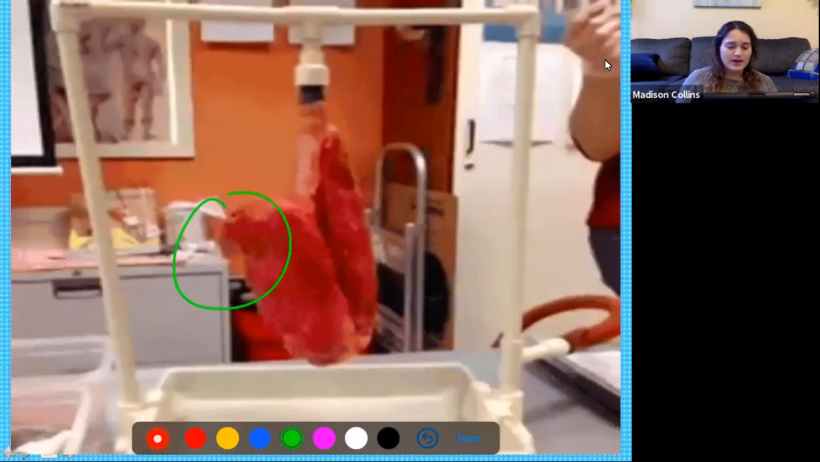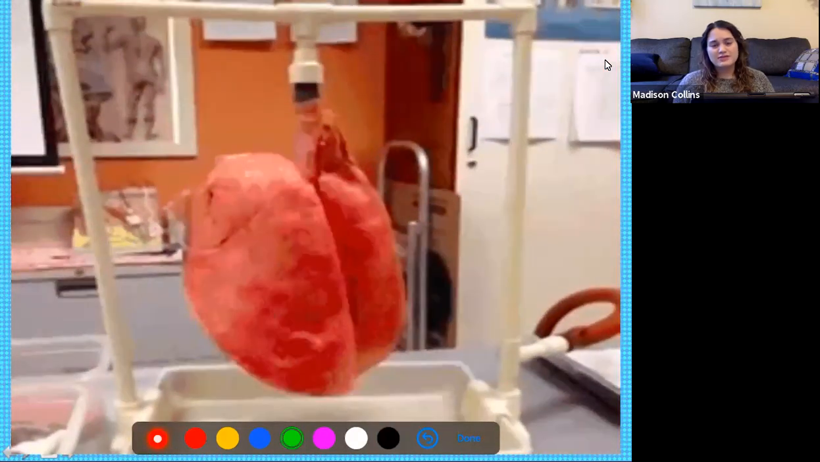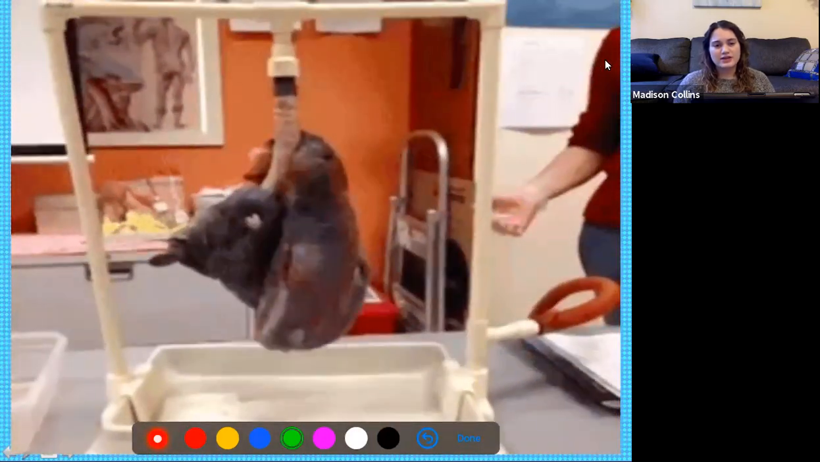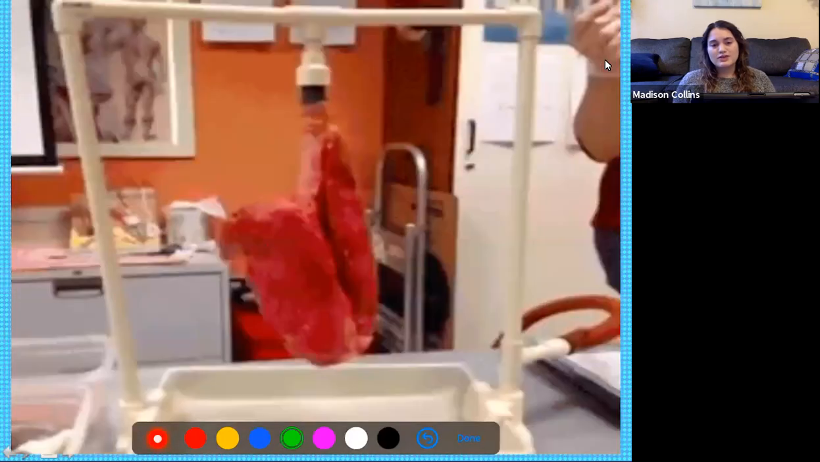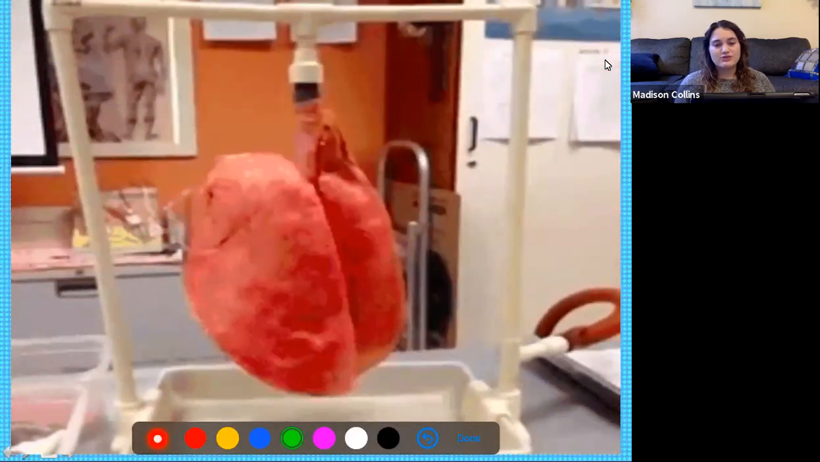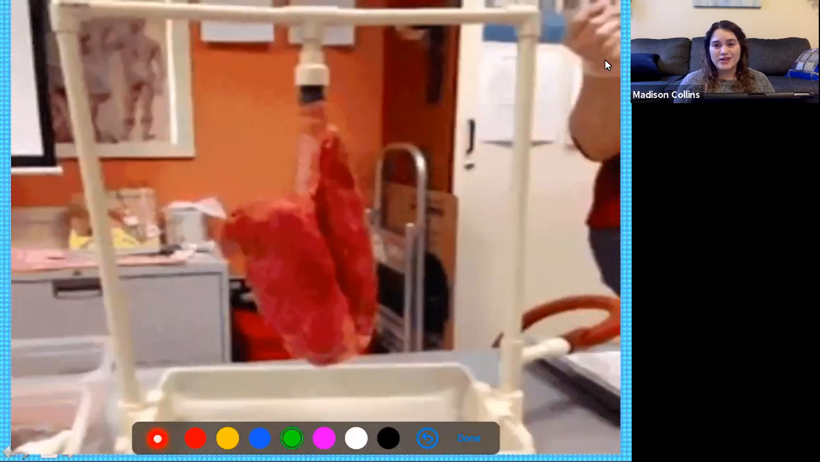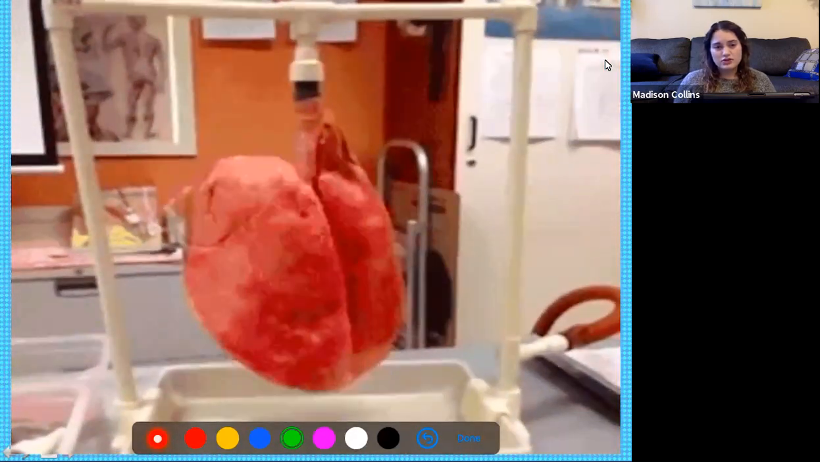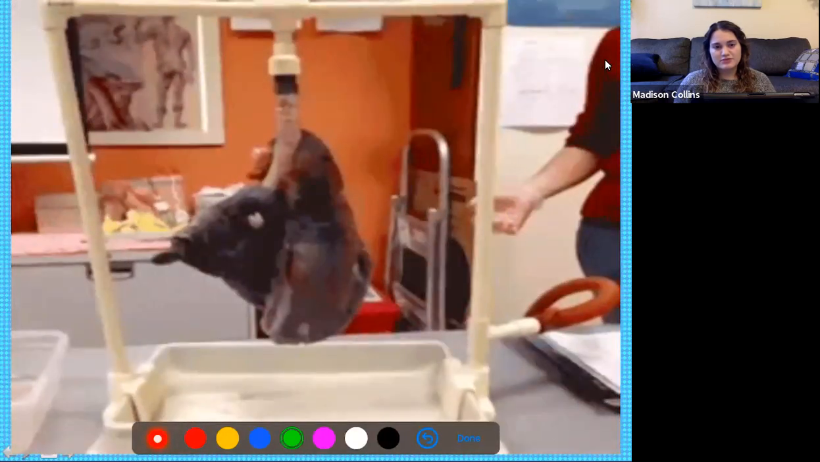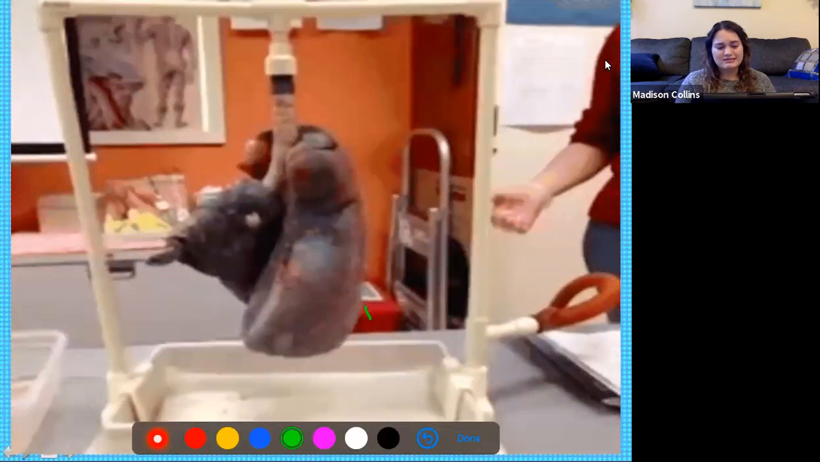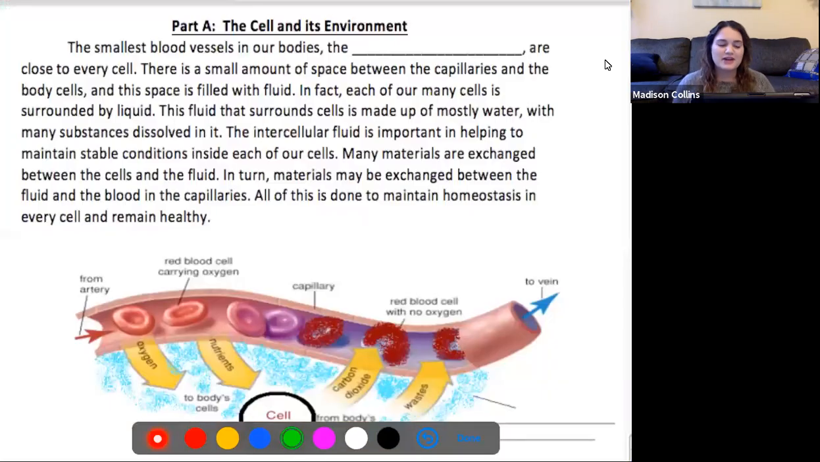It's not even working. So when that happens, if you smoke for a long period of time, your lungs don't work as well, and they don't allow you to inhale as much oxygen, which is going to impact your entire body and your entire homeostasis. So treat your body well, don't smoke so you don't end up with lungs like these. Oof. All right, but now let's talk about the cell and its environment.